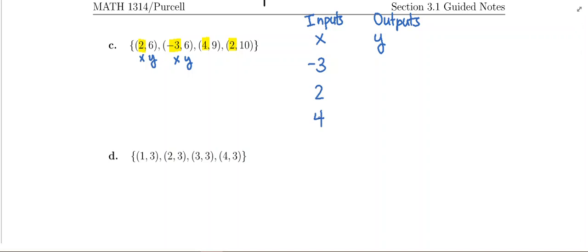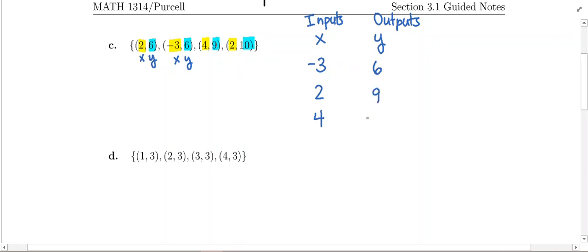We're going to do the same thing for our outputs. For the y values here, we've got 6, 6, 9, and 10. We want them in ascending order. 6 is duplicated here, but we're only going to write it one time. So we've got 6, 9, and 10. All right, so now we've got our input column and our output column.